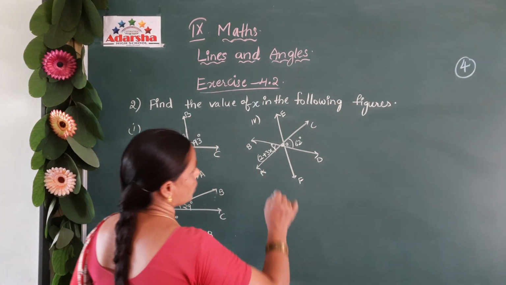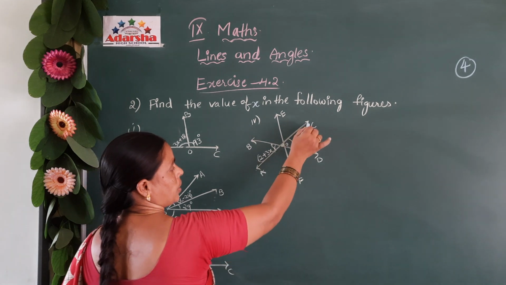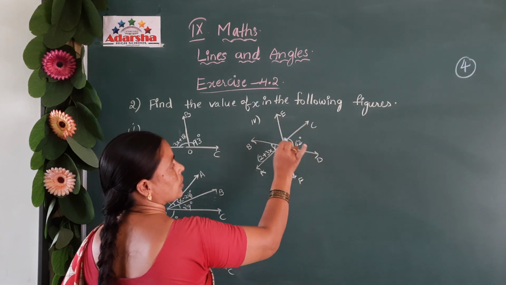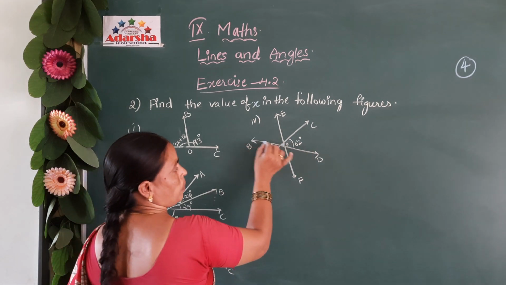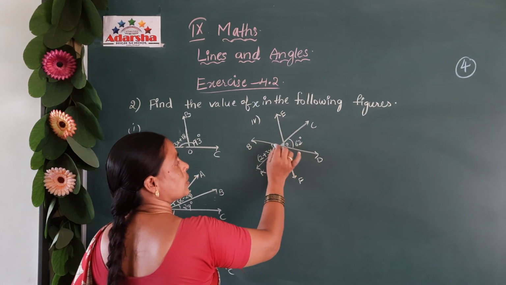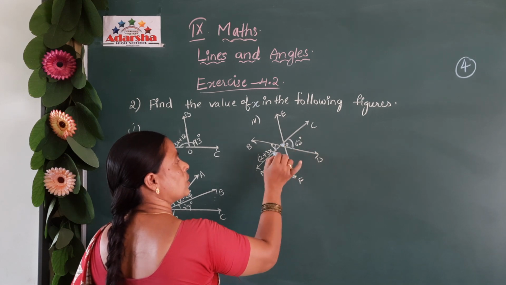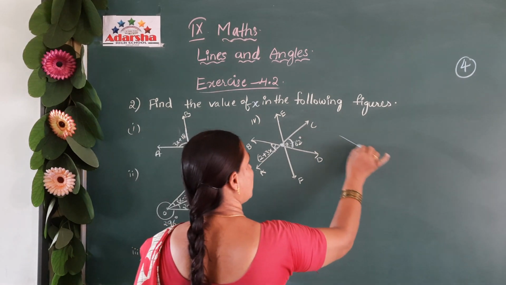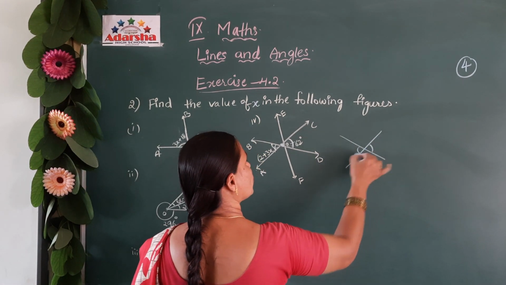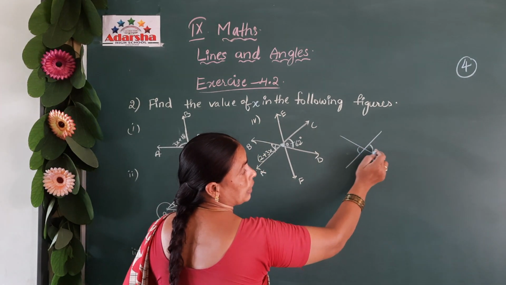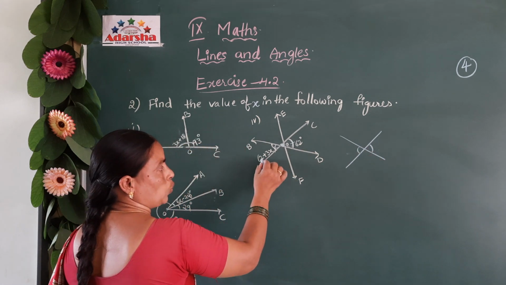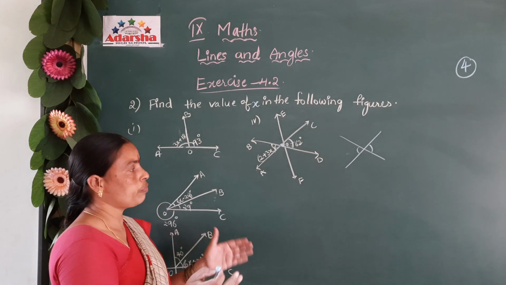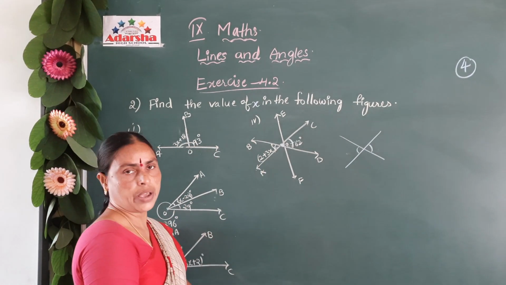And the fourth figure is, here these are the three lines, AC, BD and EF, intersecting at point O. Here BD and AC are the two lines intersecting at O. Then what are these two angles called? Vertically opposite angles. BD, AC are intersecting. Here these two angles formed are called the vertically opposite angles. 2 plus 3x is equal to 62. Solve that equation, you get the x value.